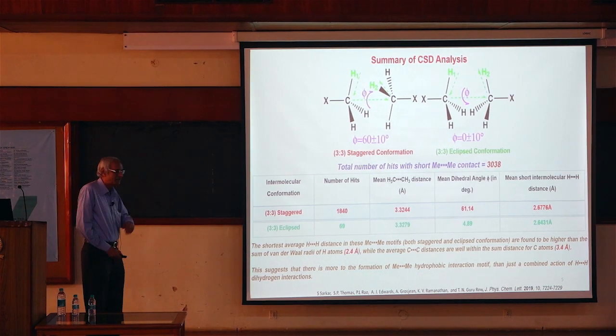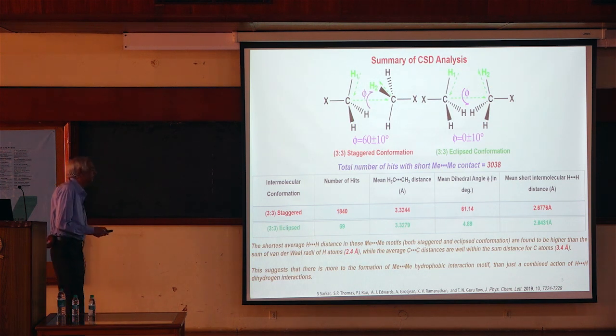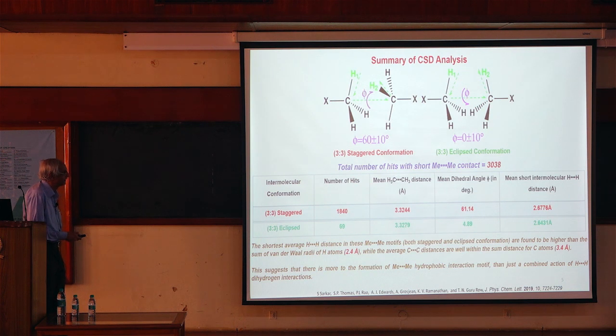And then see what the ones are which are less than these numbers in the database. We found 3038 possible short ME-ME contacts. The mean distance between the methyl and methyl, particularly between C and C, happens to be 3.32 in the case of the staggered configuration, which has the larger number, 1840 hits, and in the eclipsed configuration we have 69 hits. In that we see that the angles are 61 here and 4.8 in agreement with these two, and then the hydrogen to hydrogen distance is 2.67 and 2.64.